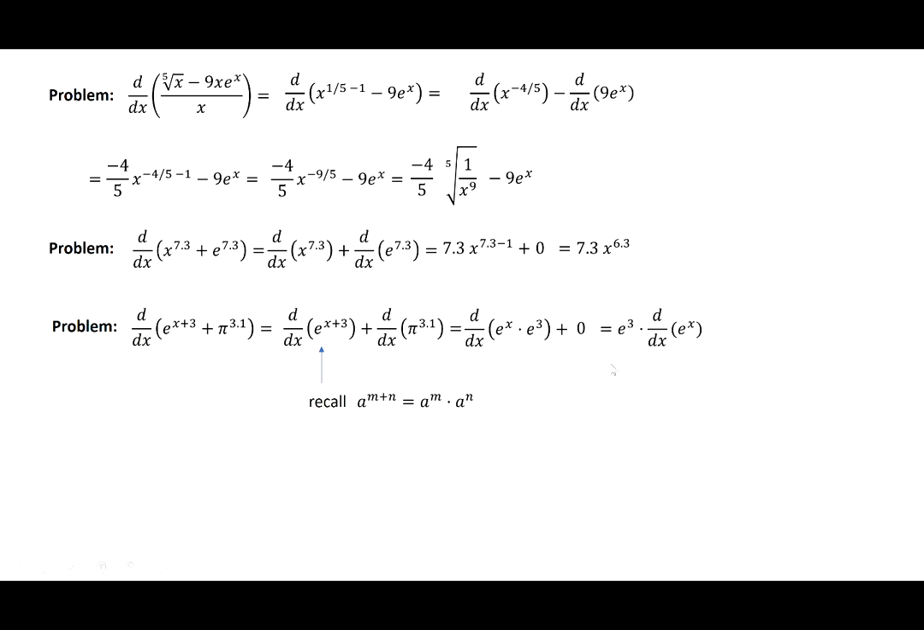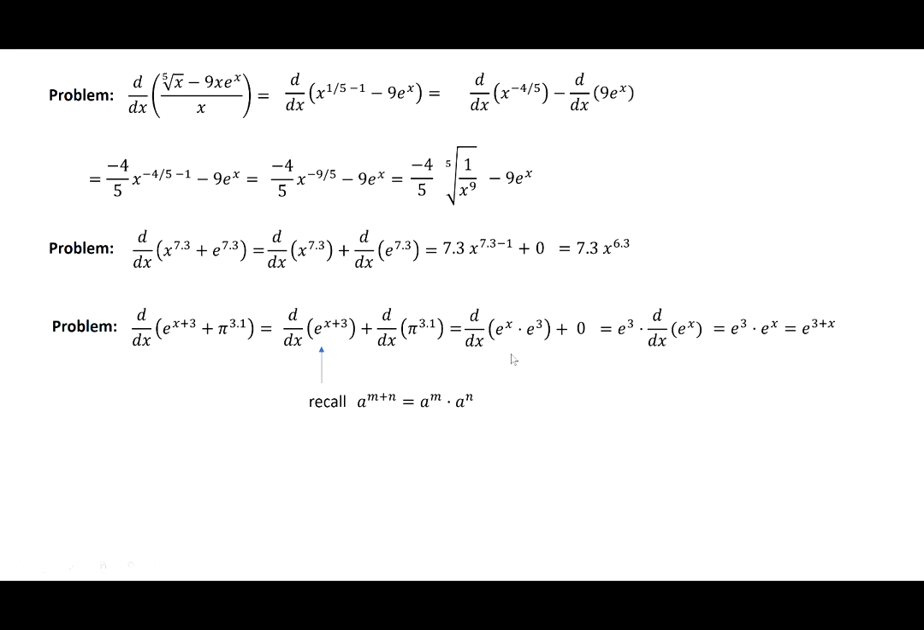Yep. So that simply becomes e cube times the d dx of e to the x. But d dx of e to the x is e to the x. So e cube times e to the x. But then we can put this back together and say e to the 3 plus x. Because as you can see here, a to the m times a to the n is a to the m plus n.